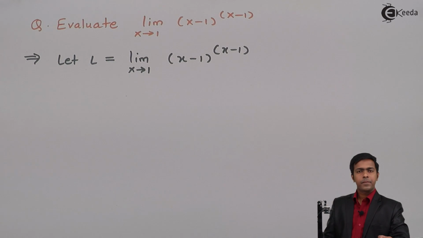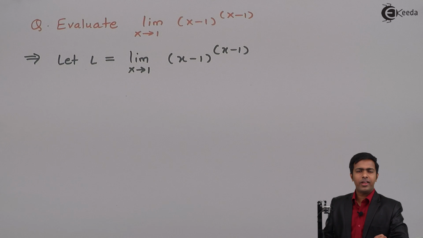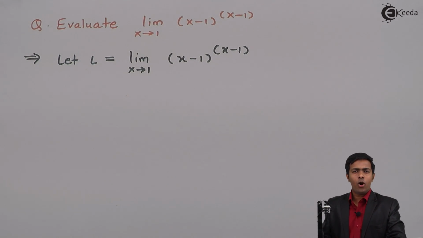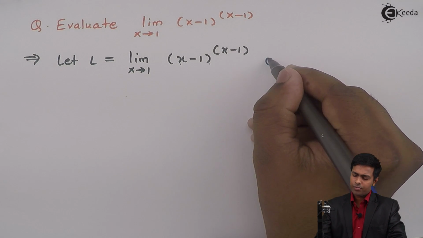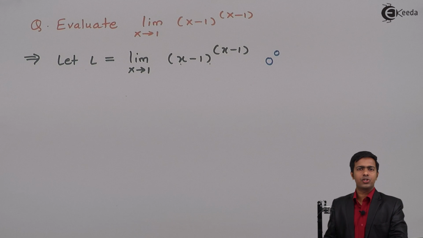Now first of all, we'll substitute the given limit, that is x tends to 1, and we'll check whether we are getting indeterminate form or the finite value. And if we are getting the indeterminate form, then we'll apply the L'Hopital's rule to get the finite value of the limit. So if I substitute x as 1 over here, then we'll get 1 minus 1, that is 0, and 1 minus 1, that is 0. So it means here we are getting the form 0 raised to 0, which is called indeterminate form, and hence we have to apply the L'Hopital's rule.